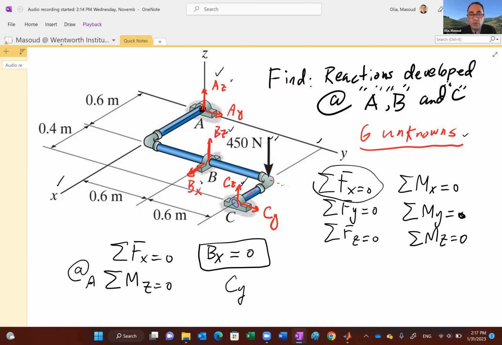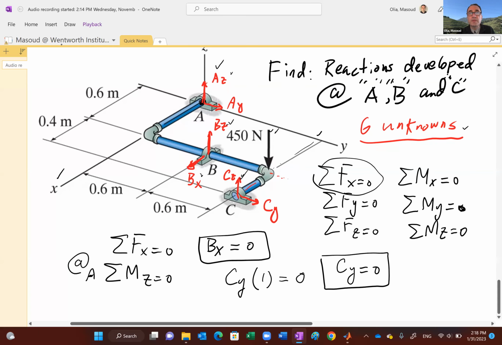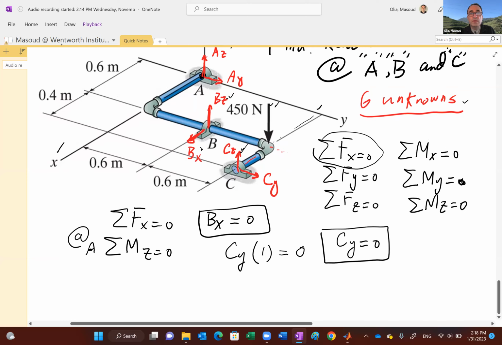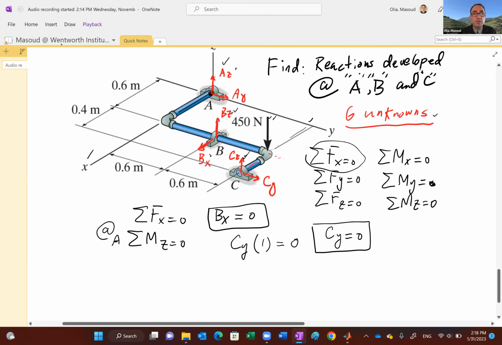So if you go ahead and find the moment of C sub y about the z-axis, notice that it's C sub y times this distance, which in this case is 0.4 plus 0.6. And that's it, nothing else. So look, C sub y must be equal to 0. So you already got 2 of the unknowns. That's easy, right?